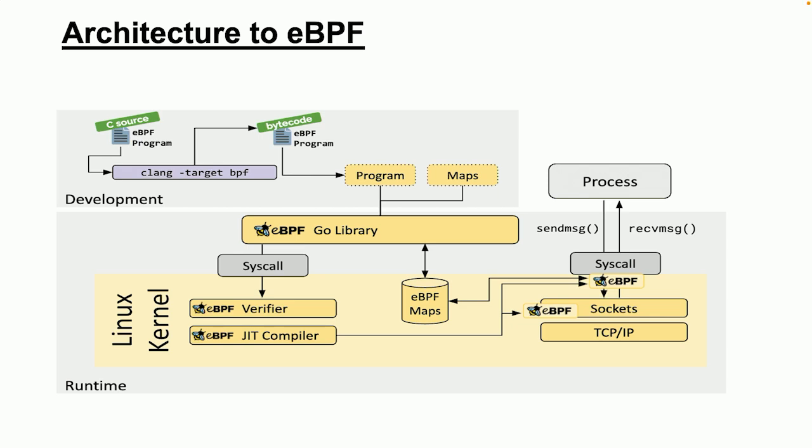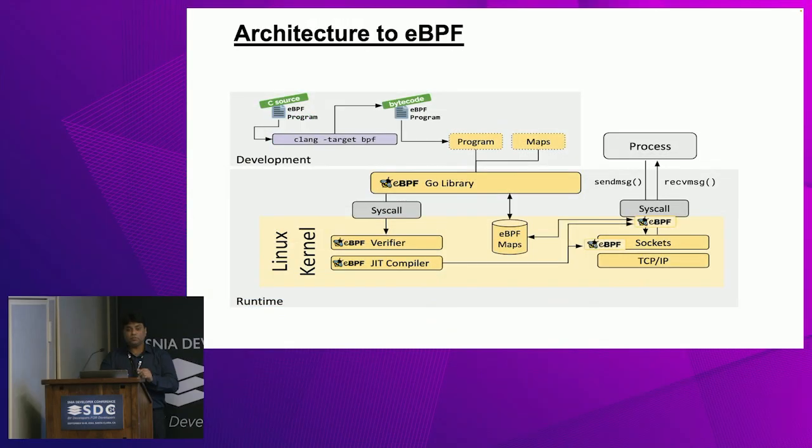All these things will be verified in the verifier domain. And once the verifier is sure that the bytecode is proper, it will give it to the just-in-time compiler. The JIT compiler in the kernel will convert your BPF bytecode into the machine-dependent instruction set. This is done for performance reasons, so that you can natively execute the instructions without going through some interpreter kind of thing, right?